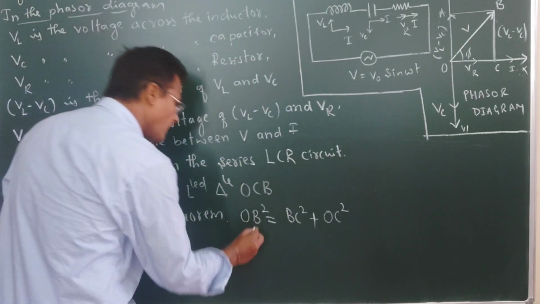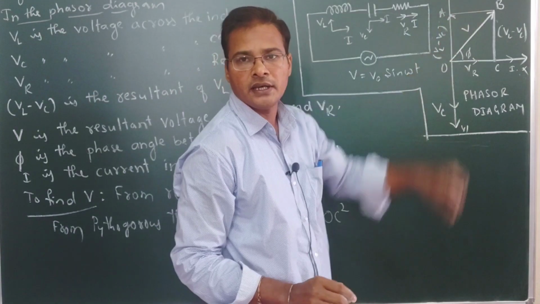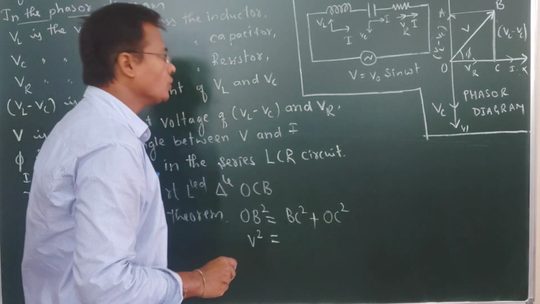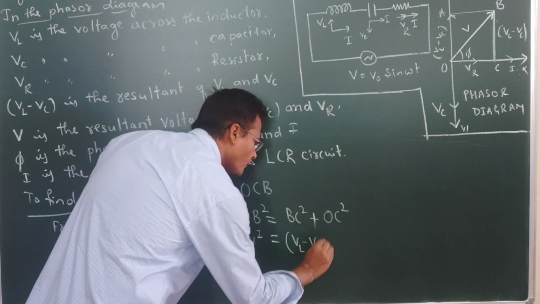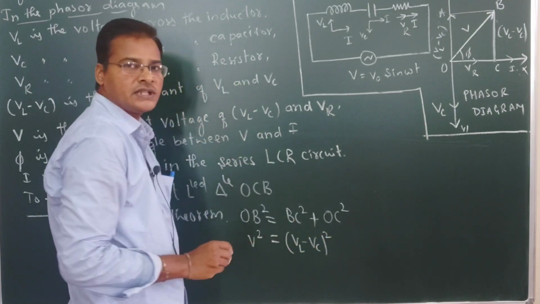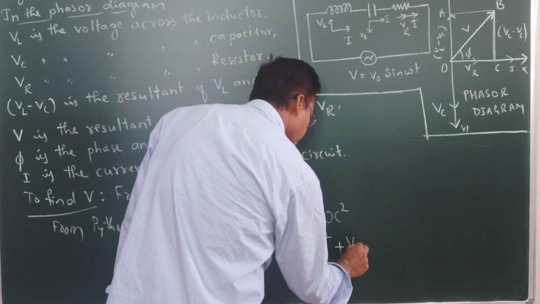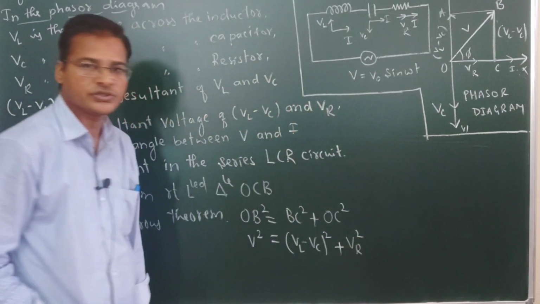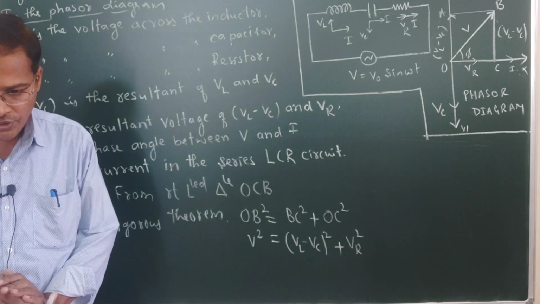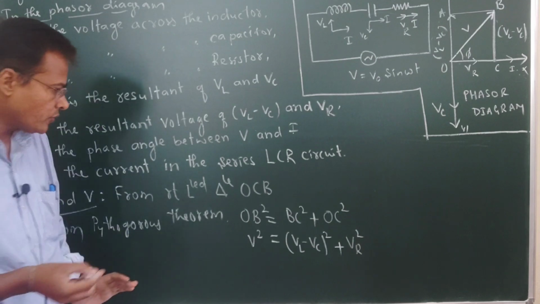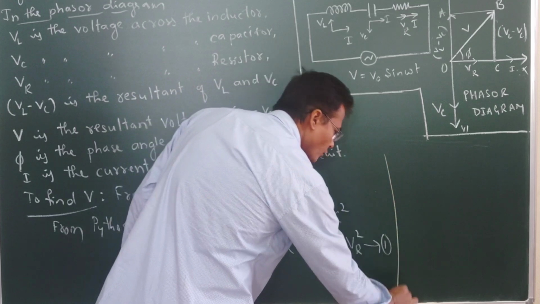Now this is V square we are taking, the resultant potential. So V square equals BC, which is VL minus VC whole square, plus OC, which is VR square. This is what we are going to call equation 1.